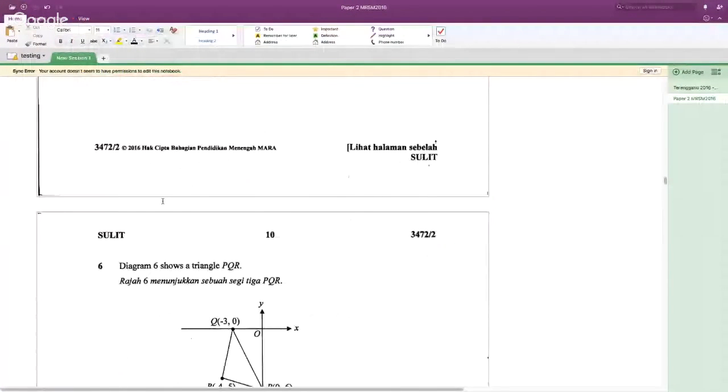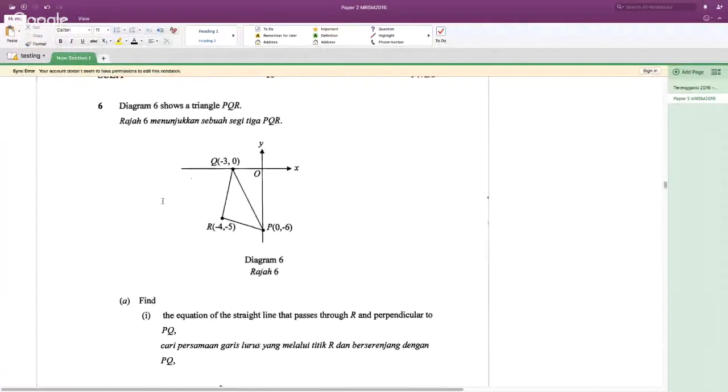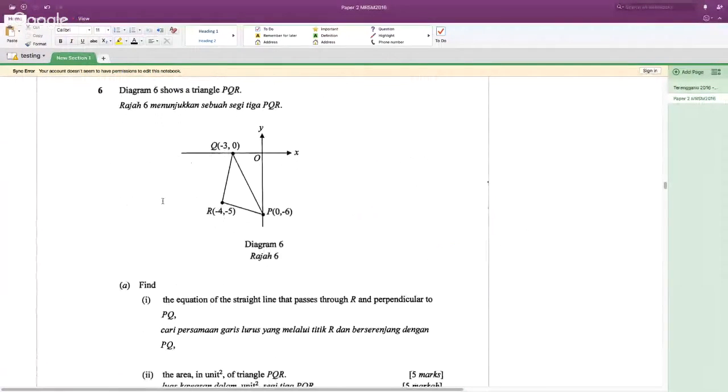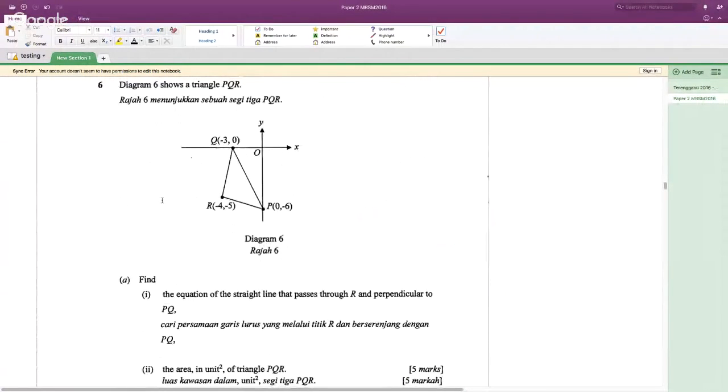And since it's hang, I'm going to restart it. Okay, we're done with this one. We go to number 6. Diagram 6 shows a triangle P, Q, and R. Find the equation of the straight line that passes through R and is perpendicular to PQ.